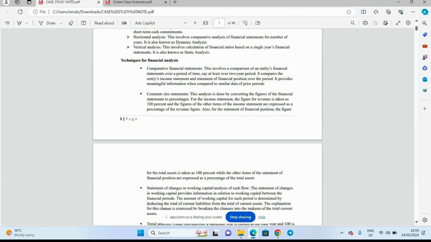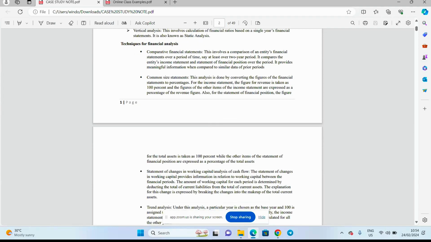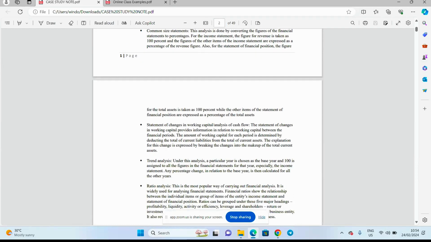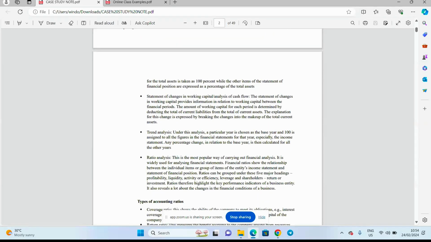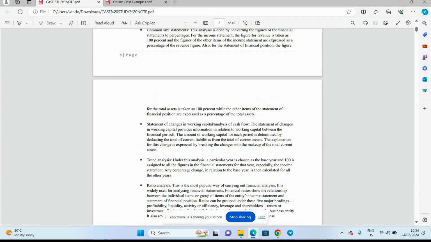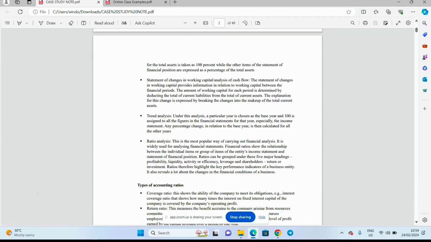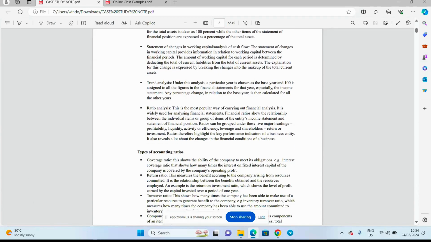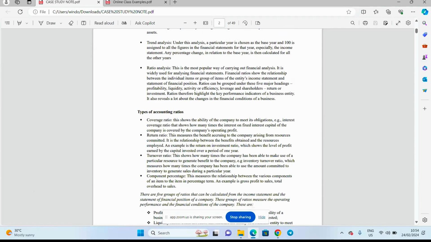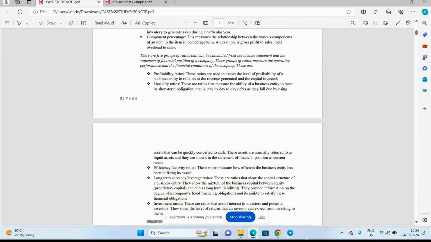You understand? So techniques for financial analysis, we have comparative financial statement, common size financial statement. Don't worry, I will send this material to you. Statement of working capital ratio, trend analysis. Trend analysis, that's comparison over the period. Ratio analysis, which is where we are going. Types of accounting ratio: coverage ratio, return ratio, turnover ratio, and component percentage.